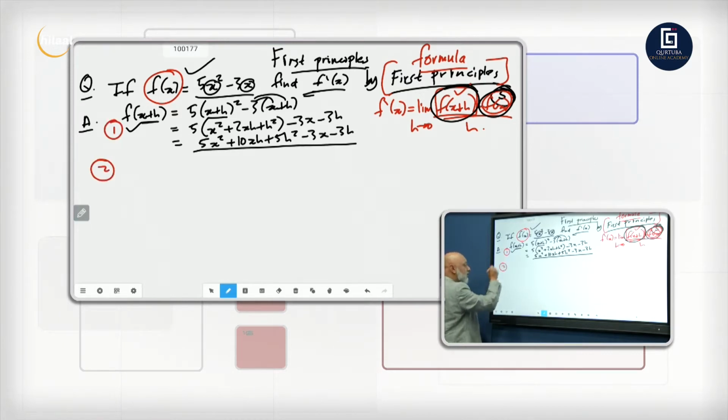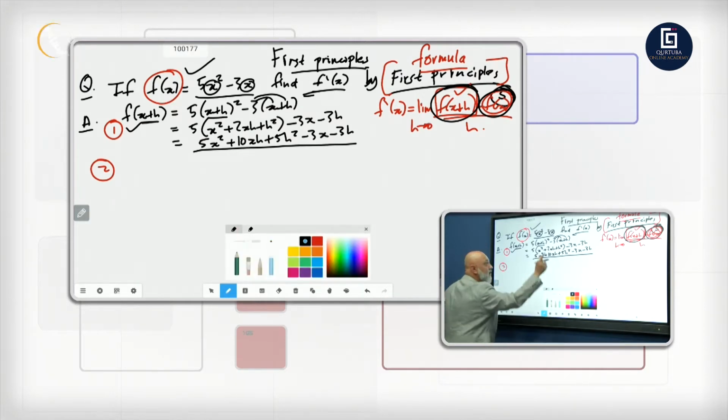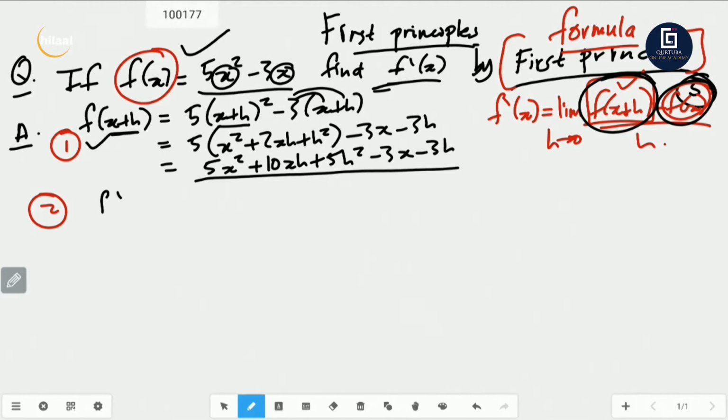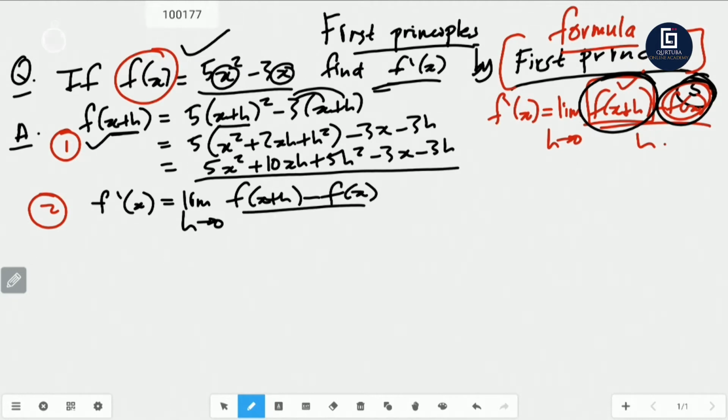Step number two, go into your formula. Now write down your formula. You must write your formula, you get a mark for it. What's your formula? f dash x, the general gradient, the derivative, the general gradient on graph f is given by the limit as h approaches 0, f of x plus h minus f of x all over h.